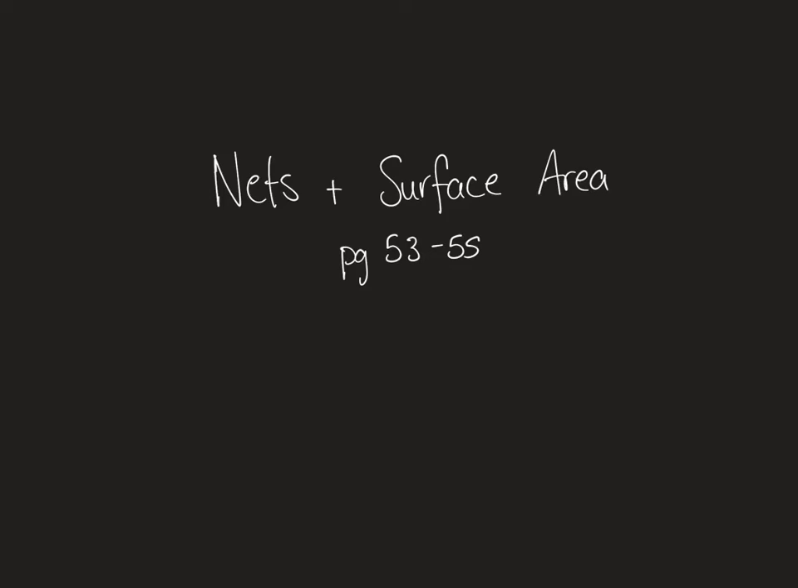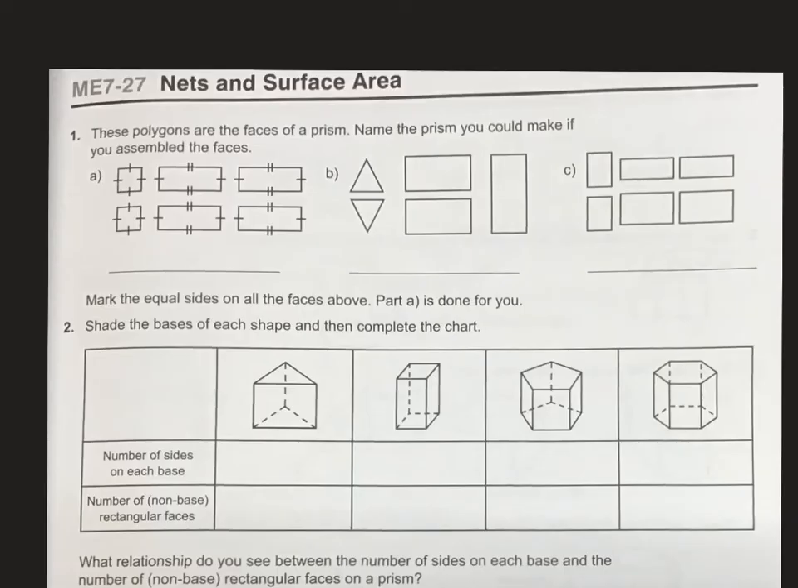So today's lesson is on nets and surface area, and it's going to cover pages 53 to 55. The first question asks you to look at the polygons, and these are the faces of a prism. Name the prism you could make if you assembled the faces.